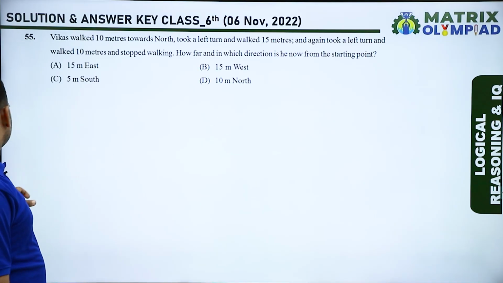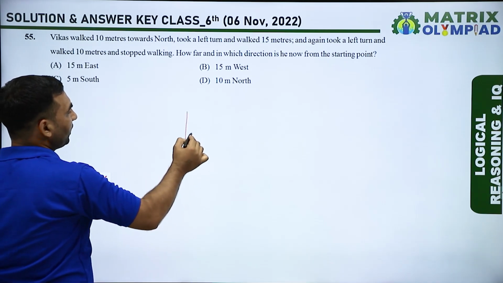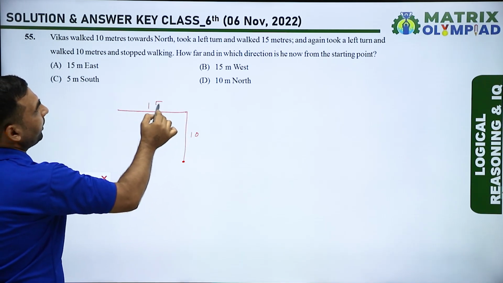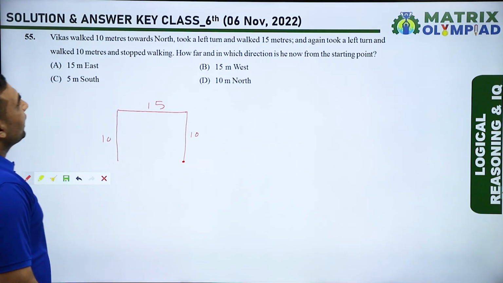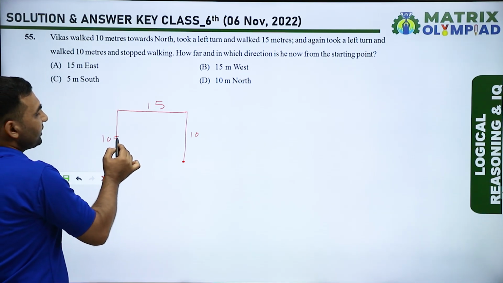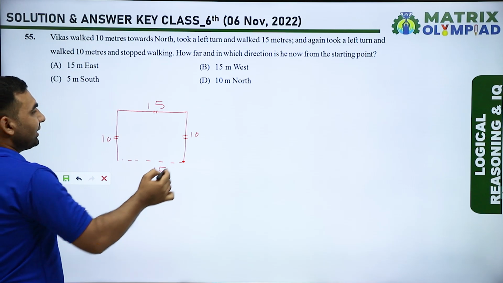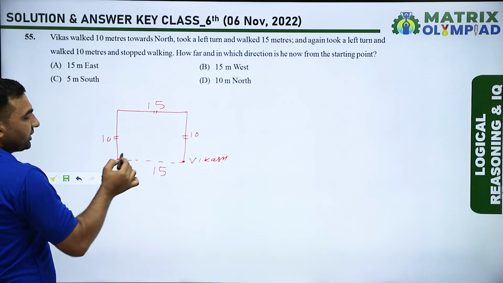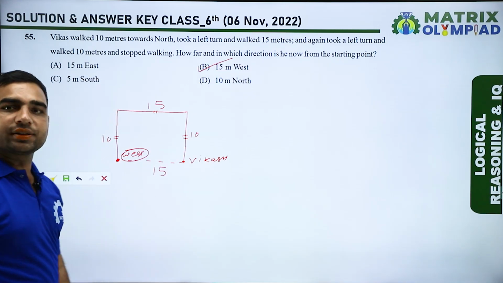Next question is: Vikas walked 10 meters towards north, took a left turn and walked 15 meters. Again took a left turn and walked 10 meters. Stopped walking. How far and in which direction is he now from the starting point? If this is 10, this is also 10, this is 15, this direction is also 15. Vikas starts walking from this side. The last ending point is here. This is the west direction. Our answer is 15 meters west. Option B is the correct answer.